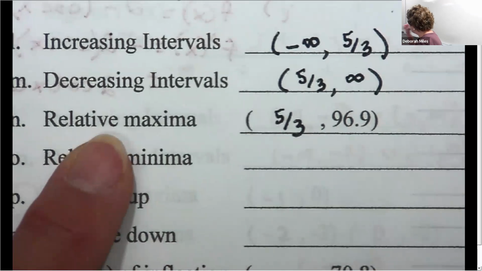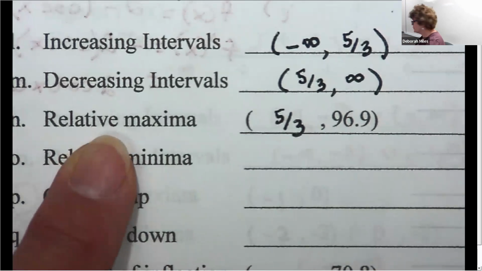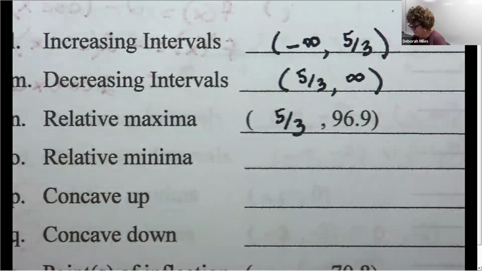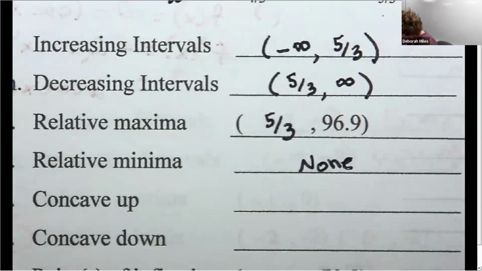Yes, we're looking for points on the original function, not points on the derivative. What about relative minima? There's nowhere the function goes from decreasing to increasing. So there are no relative minima.